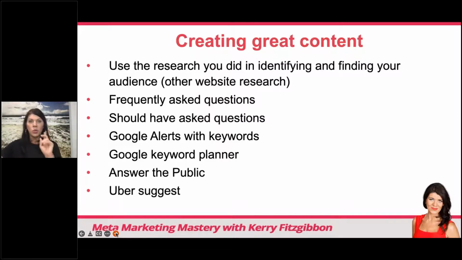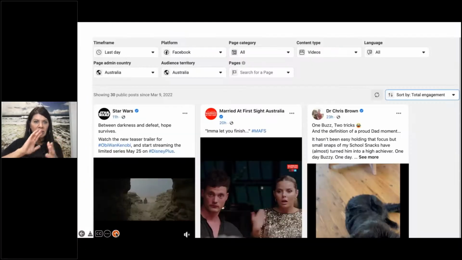Now, Facebook has also come out with its own suggestions as well. It's in its infancy and it's in beta mode. Again, it's in the back end of your page where you can start looking at popular videos or posts on Facebook. In the time frame at the top, you choose what platform, Facebook, Instagram, what page category, what type of content, videos, posts, so on, what country the admin is in, what territory, and you can search for pages and look at their stuff as well, okay?